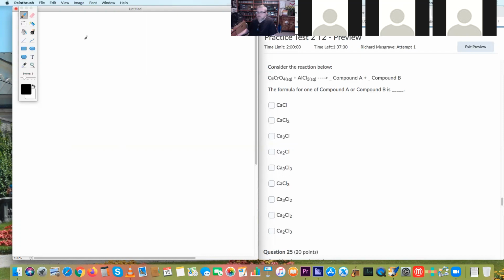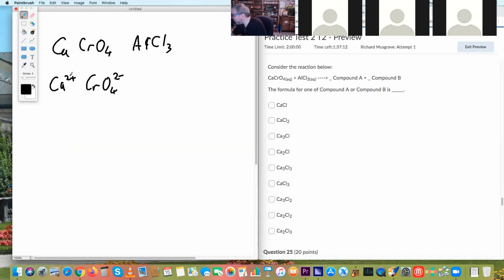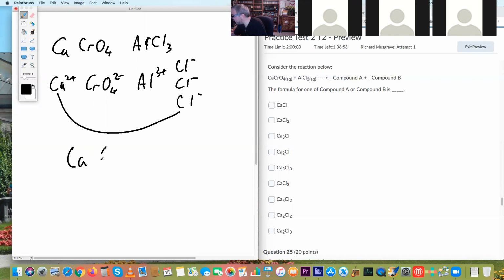I'm just gonna go for it. You know, I don't mind being wrong. Ca. Now we know Ca2+ because it's in group 2, and this is 2-. We know that's what it is from the polyatomic ion sheet. So we're just combining these two. It'd be CaCl2. Oh, I got it right.